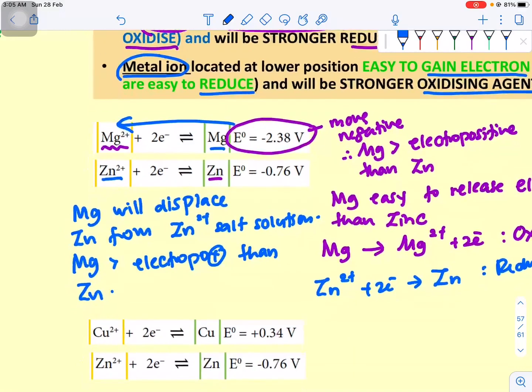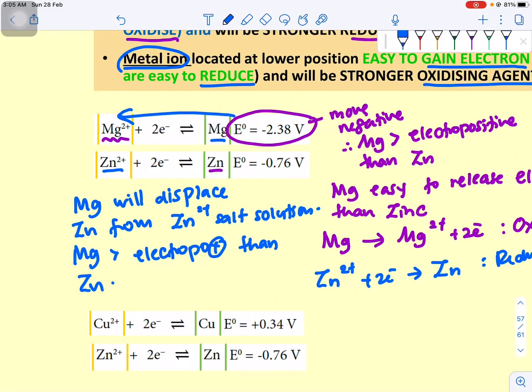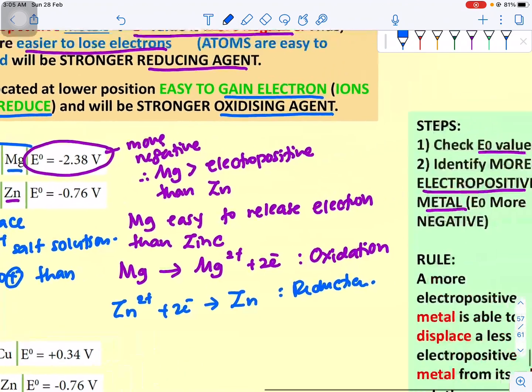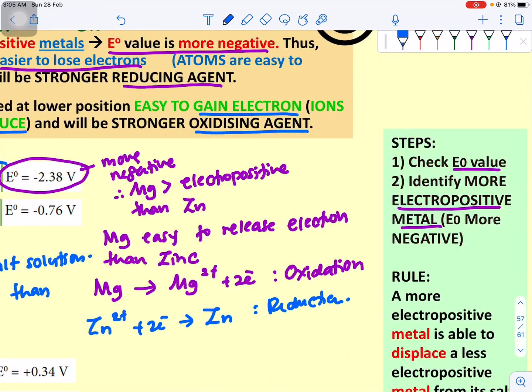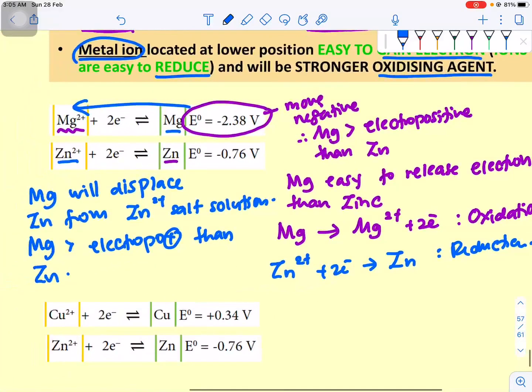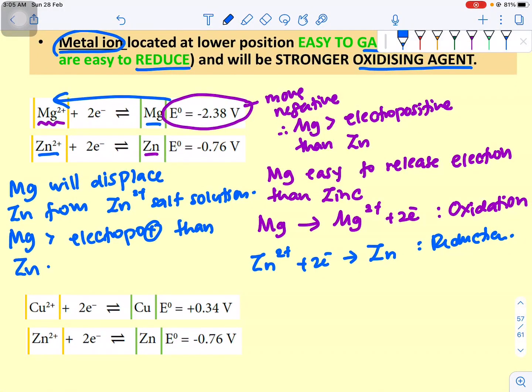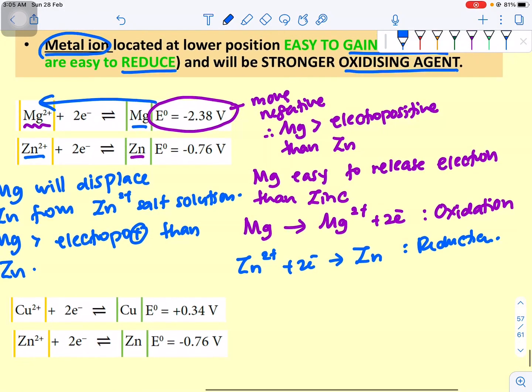Tengok E° value. Second example, kita ada Cu2+ dan Zn2+. E° bagi Cu positif 0.34, E° bagi Zn adalah negatif 0.76. So first step, kita tengok dulu, check E° value, cari E° yang lebih negatif. So maka metal tu akan jadi metal yang more electropositive. Before this, Zn dengan Mg yang menang. Kali ni Zn dan Cu, siapa yang menang? Kali ni yang menangnya adalah Zn, sebab dia lebih negatif value E° dia.